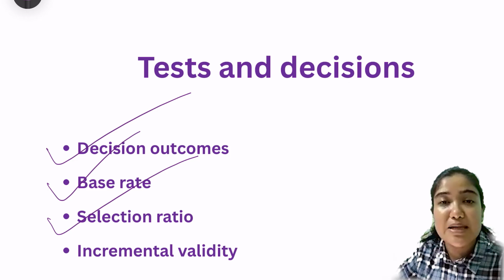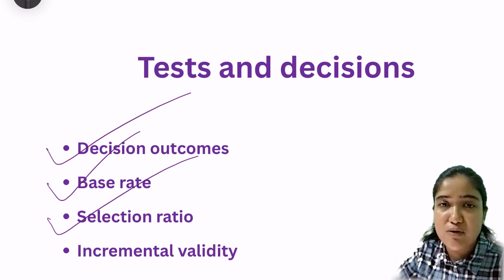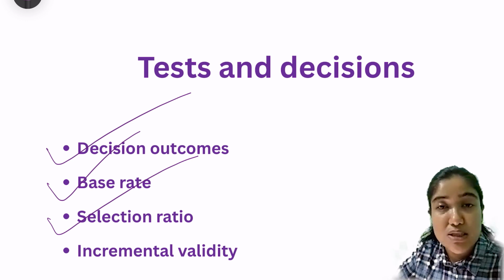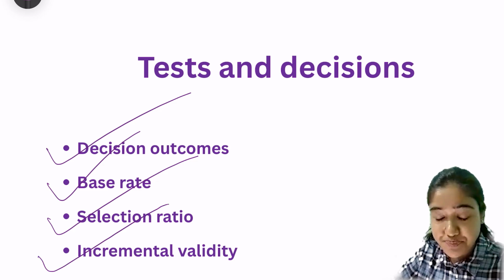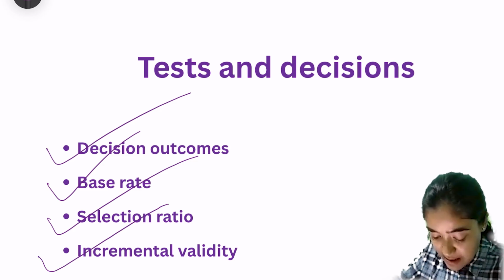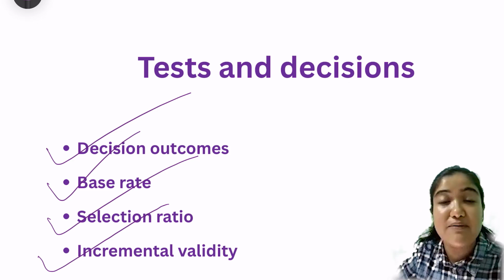The proportion of applicants selected out of the total applicant pool. If 20 candidates are selected out of 100 applicants, the selection ratio is 0.20. A low selection ratio means greater opportunity to pick the best. A high selection ratio means less effective screening as nearly everyone is accepted. So it is said that a low selection ratio increases the test's power to separate the most suitable individuals or candidates. Then we have the last one, that is incremental validity.